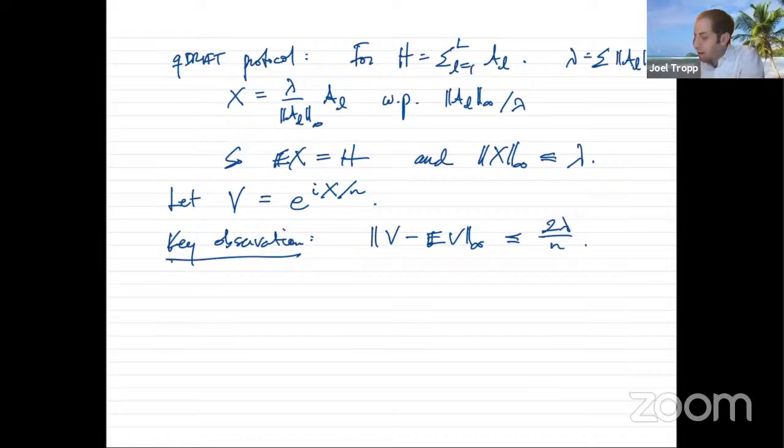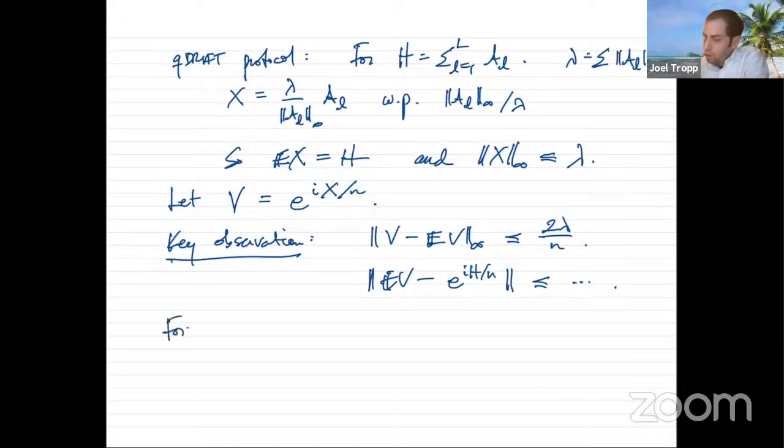Okay. And furthermore, the expectation of V is also a good approximation to e to the iH divided by n. And this bound is actually quite good, but I don't have it here in front of me because my notes are a mess. Okay, so each one of these V's is a pretty good approximation to a little piece of the Hamiltonian, this unitary matrix we're trying to approximate.